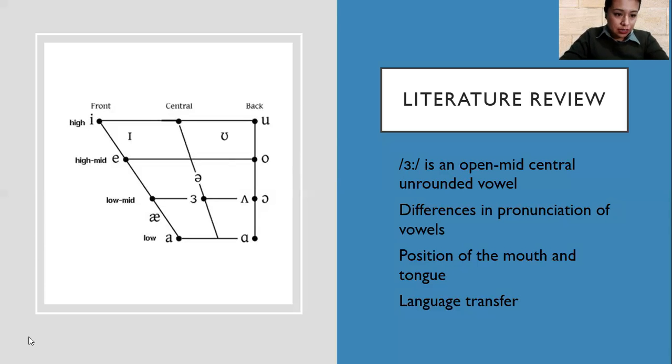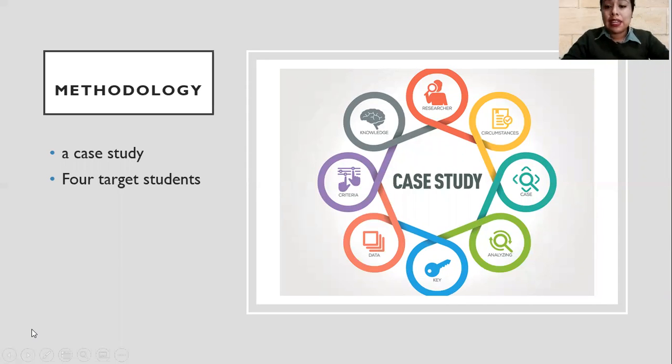The second part is the methodology. It is going to be centered on a case study. In this case, there are 4 target students who are learning English as a second language, for reasons such as trying to get a better job and trying to receive a certification from the institute that they are in, to be able to have their bachelor's degree or some type of certification from the university. These 4 target students are faced with the challenge of trying to produce the 2 target phonemes together and individually.